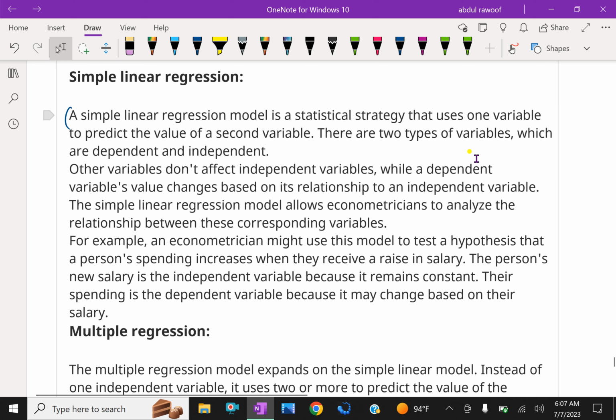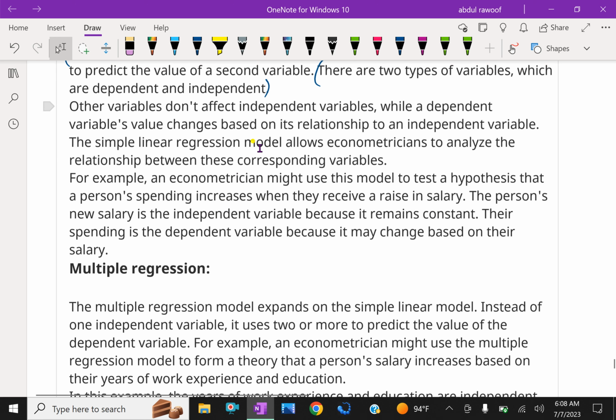There are two types of variables, which are dependent and independent variables. Other variables don't affect independent variables, while a dependent variable's value changes based on its relationship to an independent variable. The simple linear regression model allows econometricians to analyze the relationship between these corresponding variables.